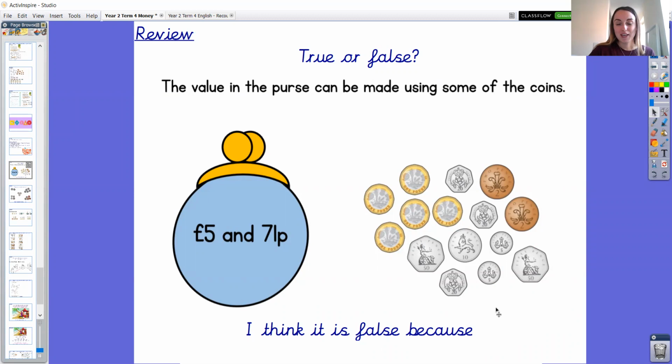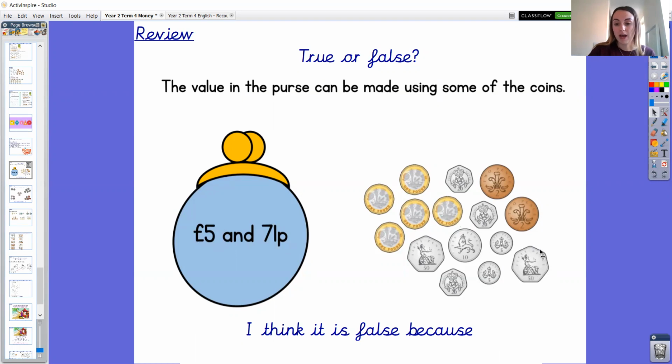So I'm going to share my thinking with you first of all before sharing my end of the sentence around why. So as you can see here, we have some pound coins. There's 1, 2, 3, 4, 5 pounds. So I can make the value £5. So now I'm wondering whether I can make 71 pence. Now I can make 70 pence using a 50 pence coin and a 20 pence coin, because 5 tens add 2 tens equals 7 tens.